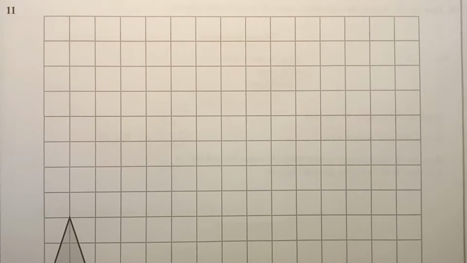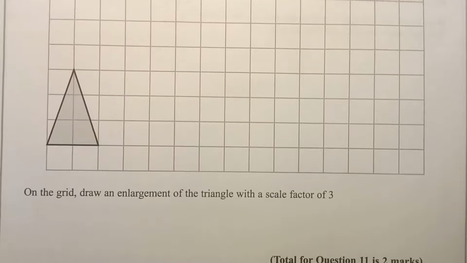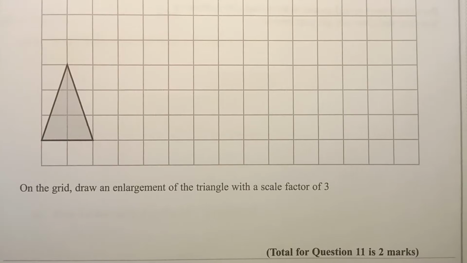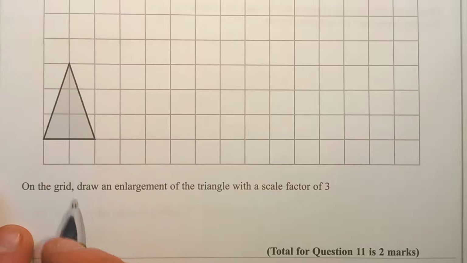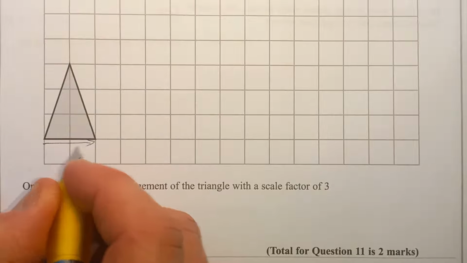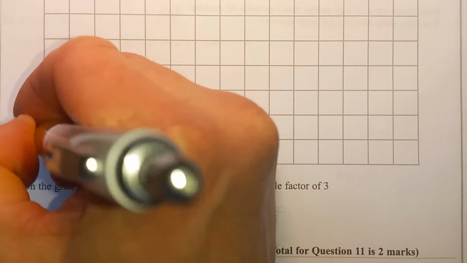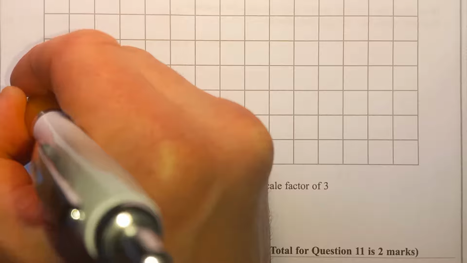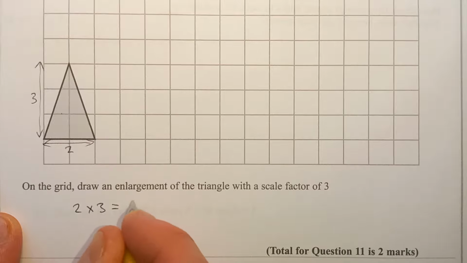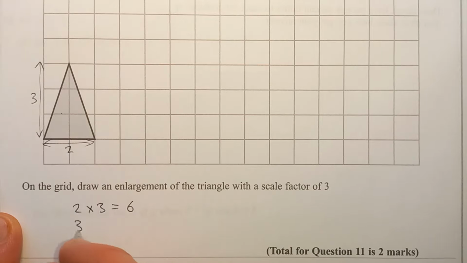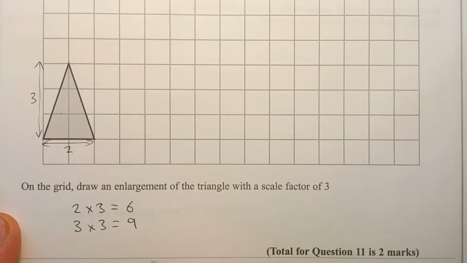Question 11. Oh, we can't see much of that, so let's move it up. On the grid, draw an enlargement of the triangle with a scale factor of 3. So scale factor of 3, that means we need to multiply our dimensions by 3. So at the moment, we've got a width of 2 and a height of 3. So a scale factor of 3, so the 2 times 3 is going to become 6, and the 3 times 3 is going to become 9.